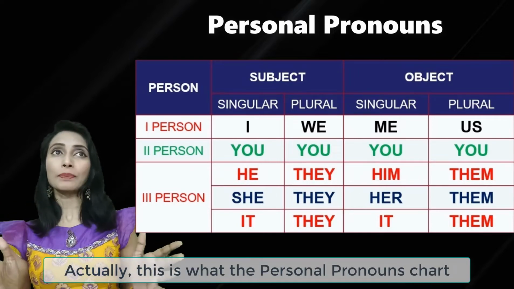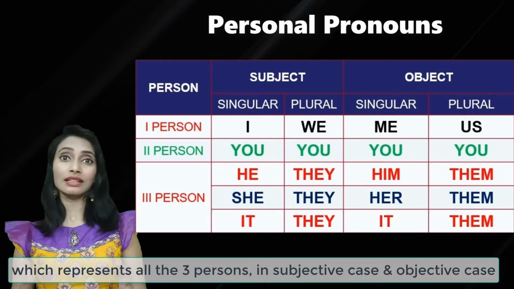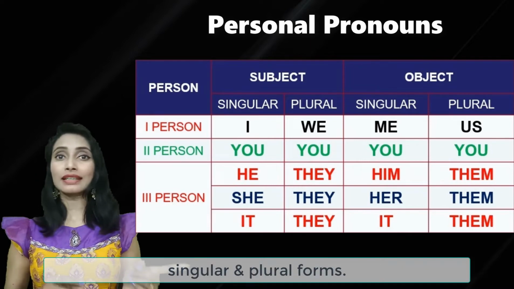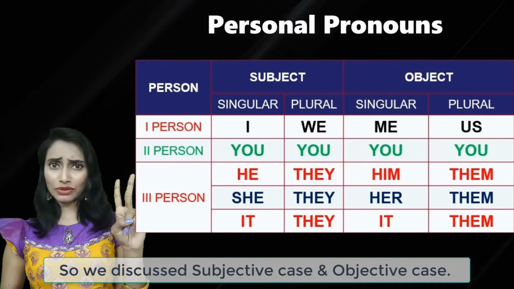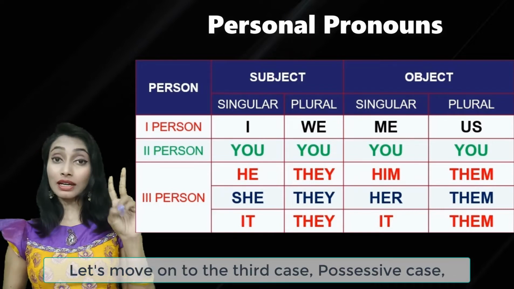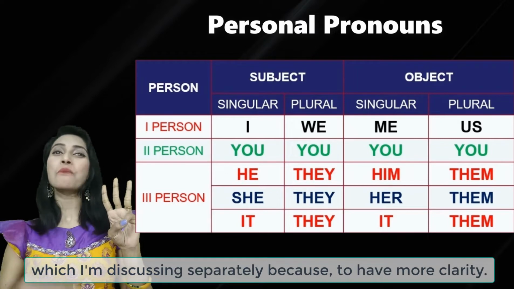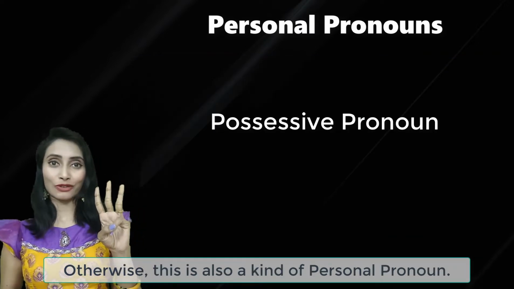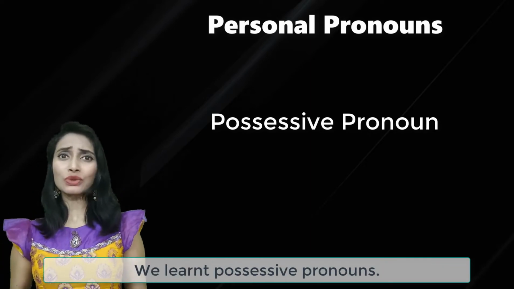Actually, this is the personal pronouns chart, which represents all three persons in subjective case and objective case, singular and plural forms. So we discussed subjective case and accusative case. Now let's move on to the third case, possessive case, which I'm discussing separately to have more clarity. Otherwise, this is also a kind of personal pronoun. So what is possessive pronoun? What is this possessive case?